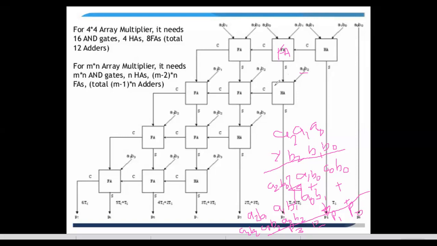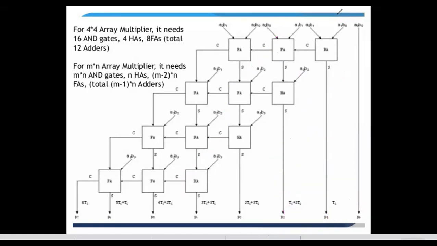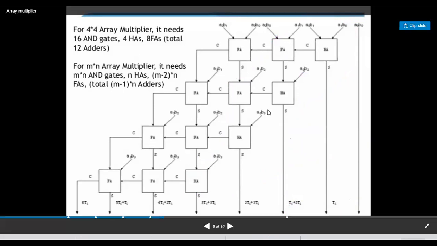Similarly, the same operation will be carried out for the next further steps also. For these 3 bits, it will follow this fashion. For 3 bits, we need 4 half adders and 2 full adders. Okay, it is about a simple operation of a multiplier.